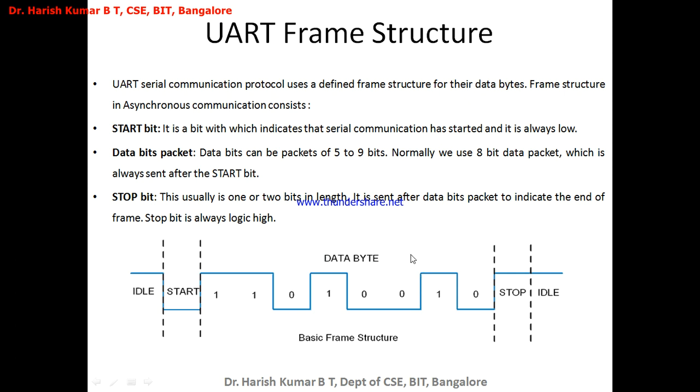Between the start bit and the stop bit, you have the actual data bits. I've shown 8 data bits, but UART also allows you to send a data packet of size 5 bits to 9 bits. You can send 5 bits of data, 6 bits, 7 bits, 8 bits, or 9 bits of data. But what I've written in this frame structure is 8 bits. Normally we send an 8-bit data packet.